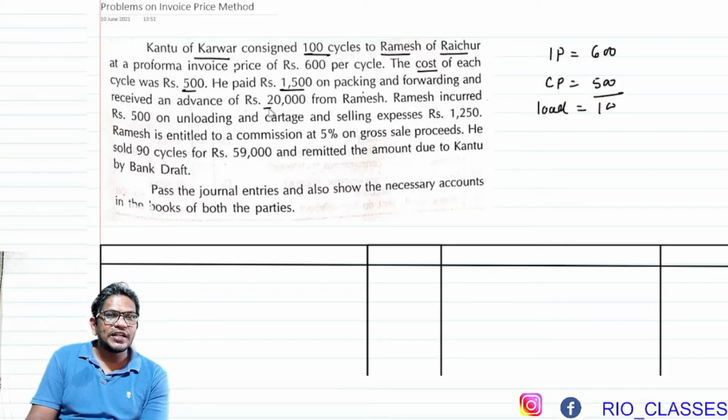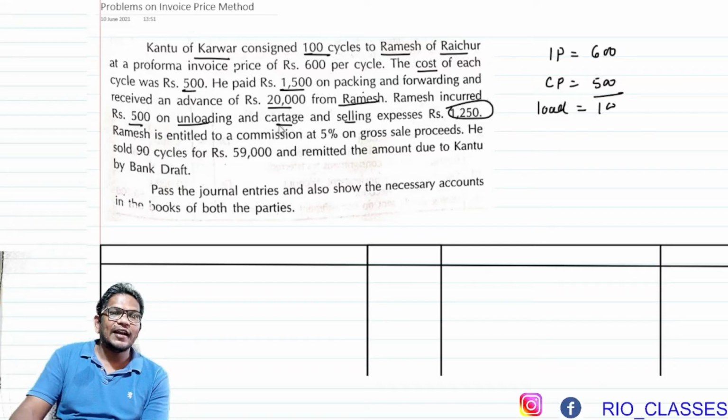Received advance of 20,000 from the consignee. The consignee is Ramesh. Ramesh incurred expenses of 500 for unloading charges. Unloading is non-recurring, my dear student. And selling expenses of 1,250 will be recurring expenses. Ramesh is entitled to a commission. How much commission? 5% on the gross sales.